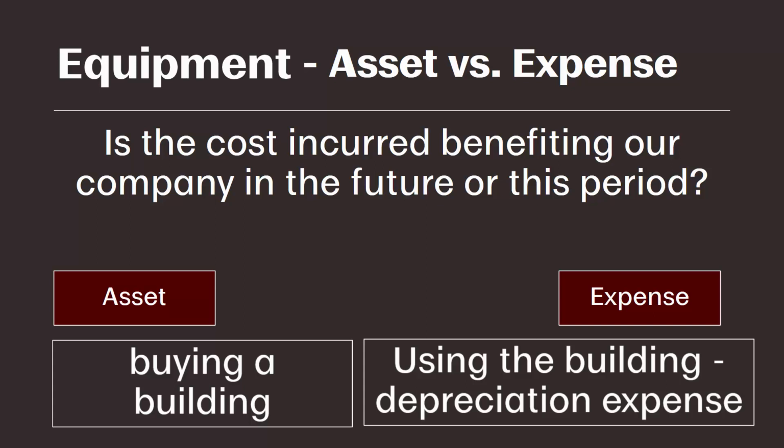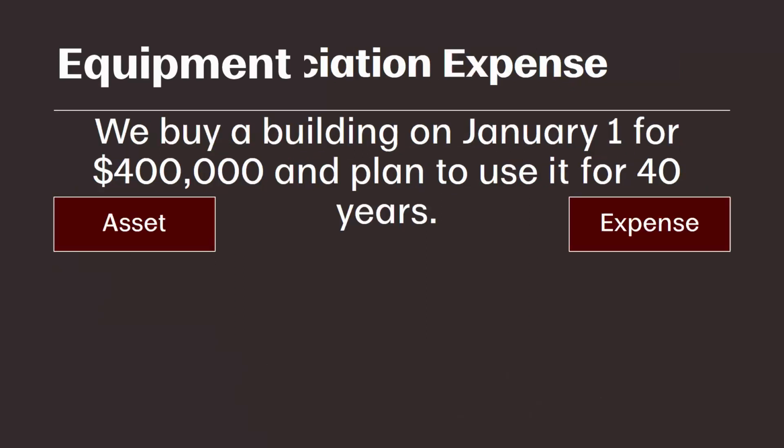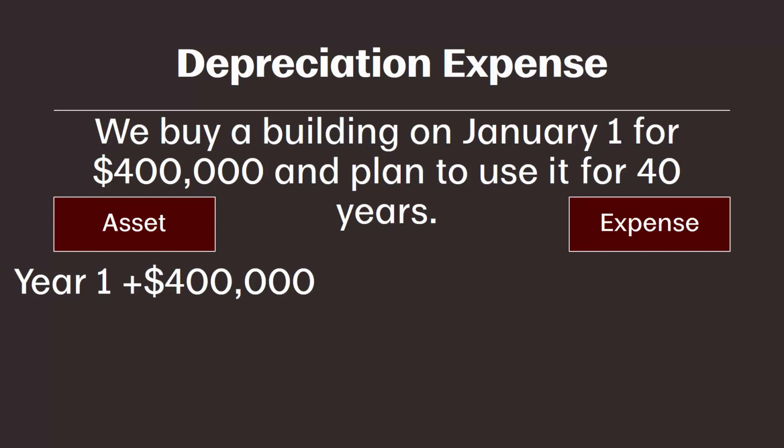Let's look at a specific example for a building we might purchase. Let's assume we bought a building for $400,000 and plan to use it for 40 years. Initially in year one, we want to put the $400,000 in a building account, which is an asset. We may also decrease assets by $400,000 if we pay cash for the building, or later we'll look at how we might actually increase liabilities if we finance the building, if we get a mortgage for the building and we're going to pay it off later. Again, we'll get to that part in a little while. Right now, I just want you to see that the building is going to go into an asset account.